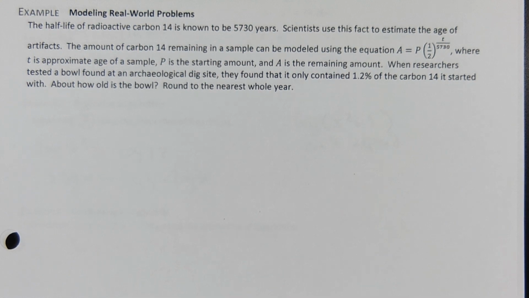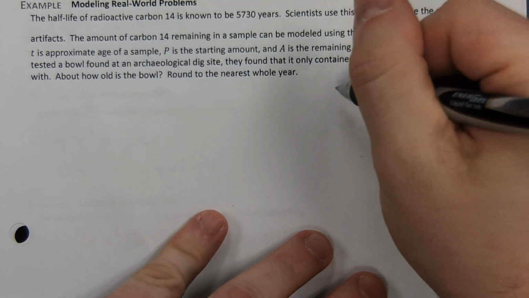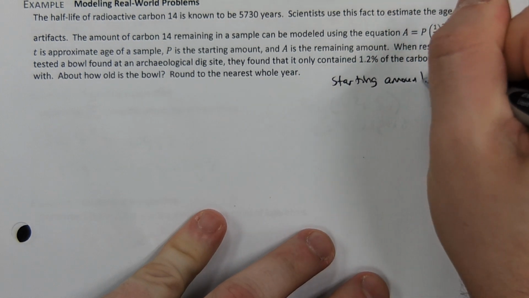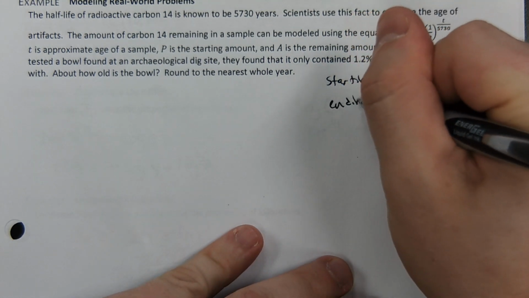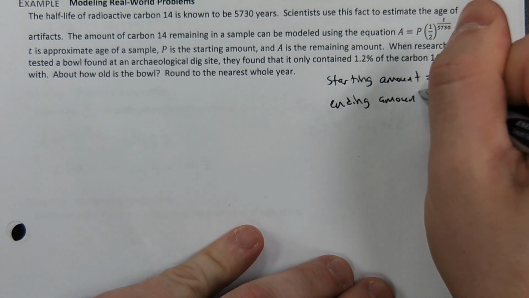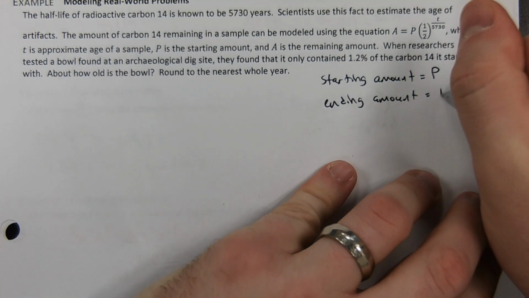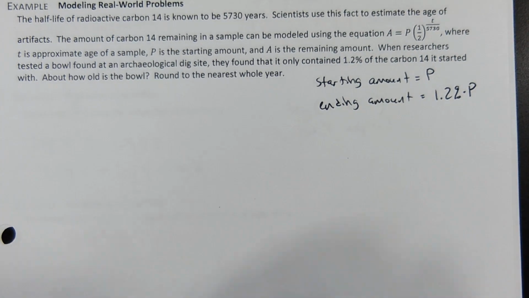It doesn't matter. And in period 1, what I showed them was this. I said, okay, well, starting amount was P. Ending amount. It says 1.2% of P. But you would have to understand what the word "of" means in mathematics. What does that tell you to do if it says of? Multiply. So this would be 1.2% of your starting amount.